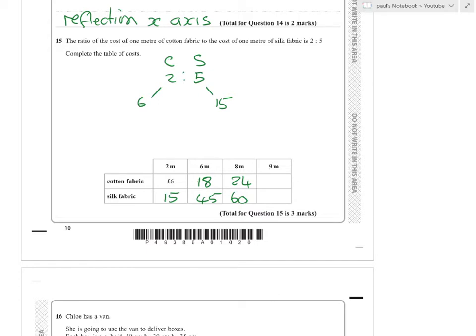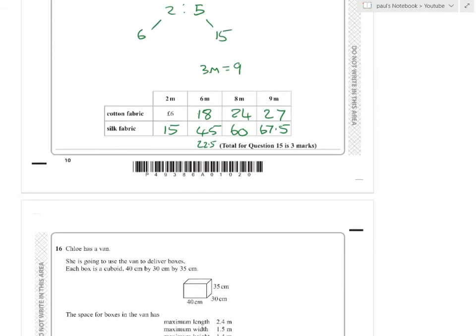If 6 meters is 18, then 3 meters is going to be 9. So 18 and 9 is 27. And 45, half of that is 22.5. So add these two together is 67.5. Yeah, so it's tricky, that last bit.